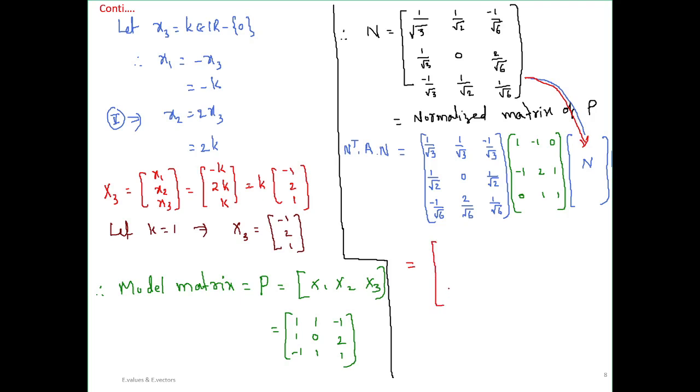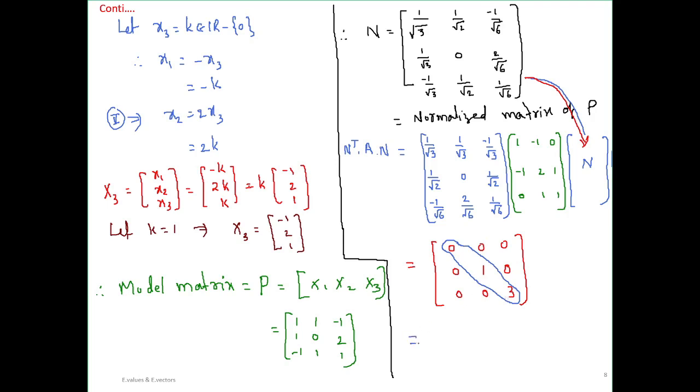I'm writing: first row 0 0 0 you will get, second row 0 1 0, and third row 0 0 3. Okay, you observe the diagonal entries. What kind of diagonal entries did you get here? You got all the eigenvalues on the principal diagonal. So this is a cross verification. Then only your calculations are correct. If you are getting all eigenvalues on the diagonal, then your calculations are correct.